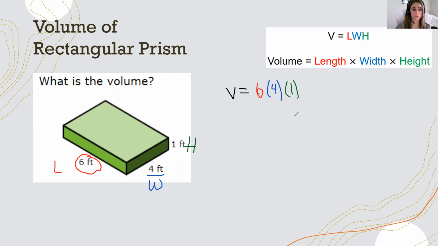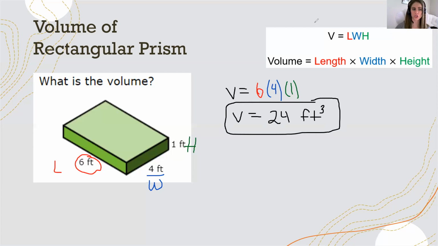Now let's follow order of operations. Multiply 6 times 4 times 1 gives us a volume of 24. And once again, our measurement is in feet. So the volume is 24 feet cubed, or sometimes you might hear that 24 cubic feet.